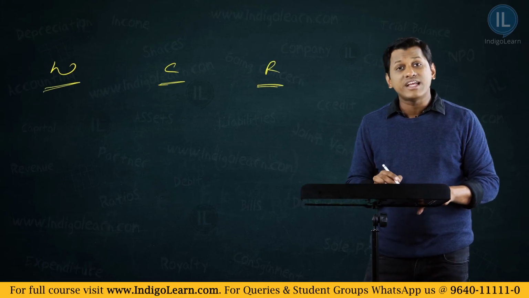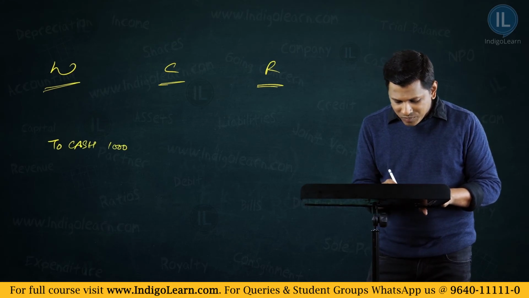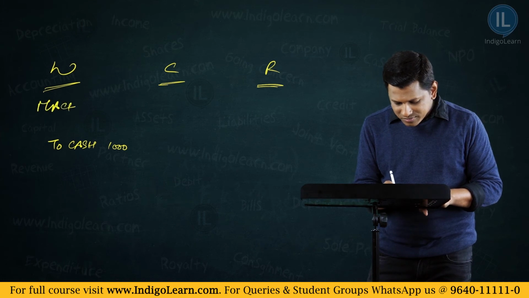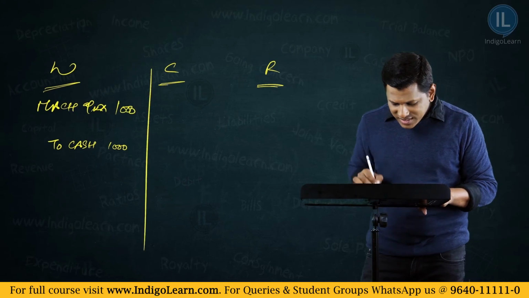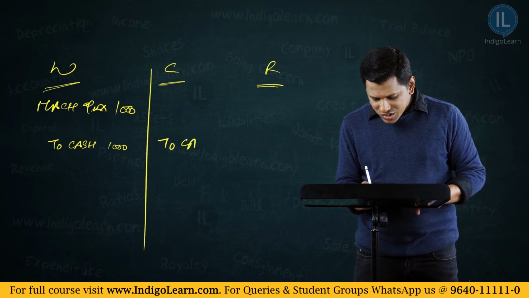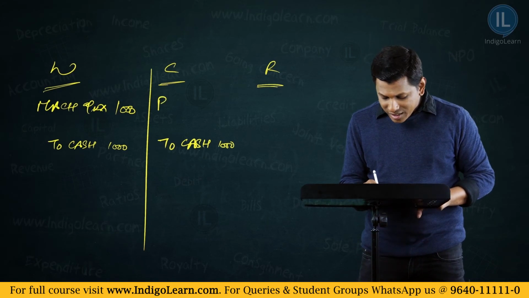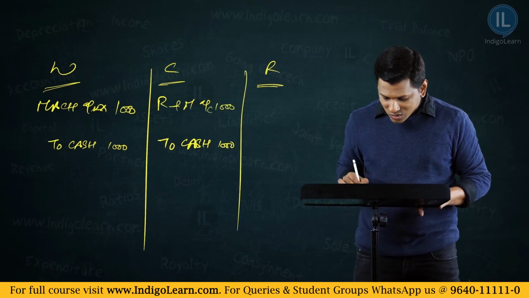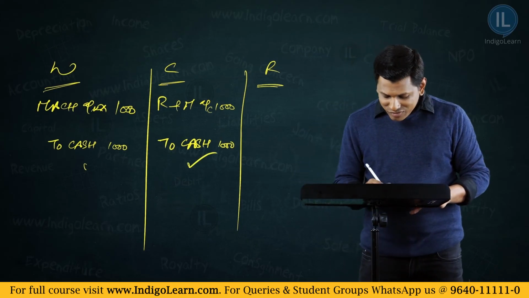What is the wrong entry? Wrong entry is, to cash, this is straightforward, 1000, no problem. Machinery account debited 1000. This is the wrong entry that we passed. What is the correct entry that we should have passed? To cash, this is fine, but we should have debited repairs and maintenance account to the extent of 1000. We haven't debited that. So this is fine.